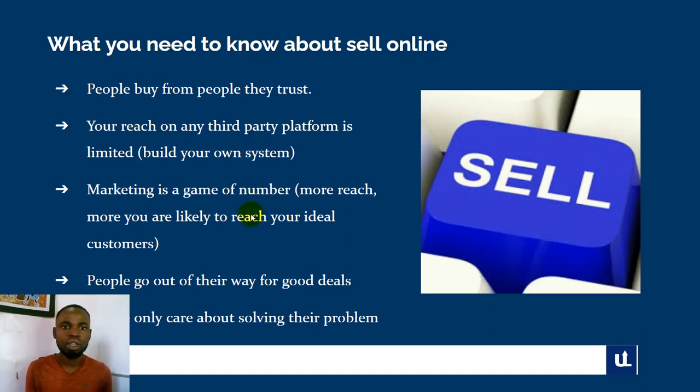Okay, so also remember, marketing is a game of numbers, selling is a game of numbers. The more people you reach, the more people you call, the more likely you are to reach your ideal customers. And also know that people go out of their way for good deals, and people are only interested in solving their problem. So I hope this helps you understand how people buy online. We are going to be putting these things into consideration as we try to set up our system.